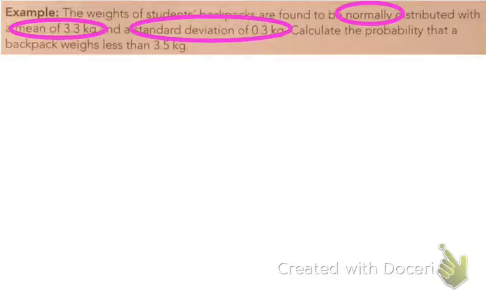And here's the important bit. We want to find the probability that a backpack weighs less than 3.5 kg. So the first thing that we've got to do is write this down in notation.